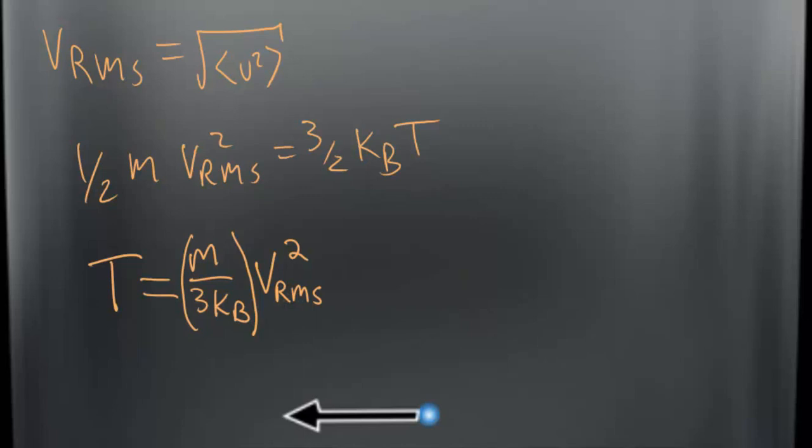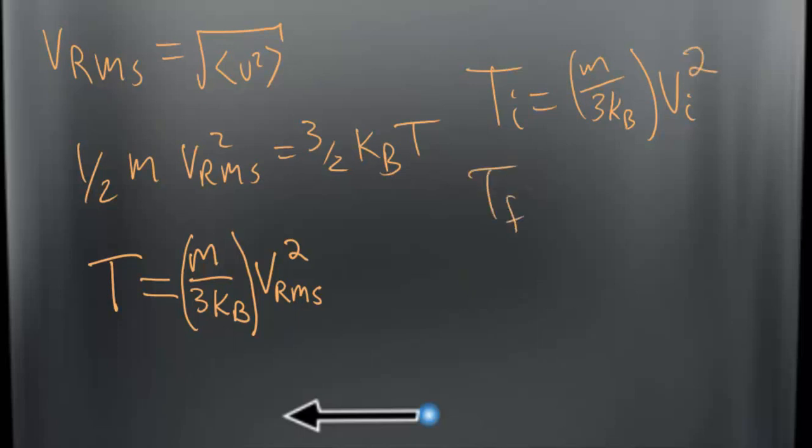So to do this, just write your initial temperature is equal to, we have our constants here, just using this equation, and then call the initial velocity vi, and it's squared. Now write our final temperature, Tf. Now again, we have the same constants, but the velocity here is going to be 2 times the original velocity. So we have 2 vi is our velocity, and that's squared.